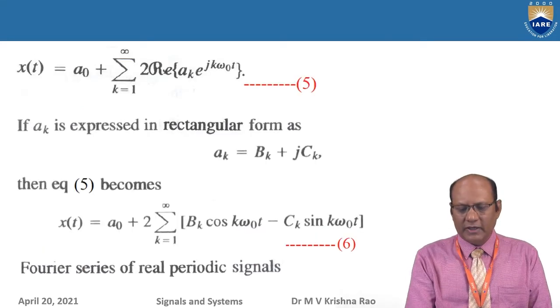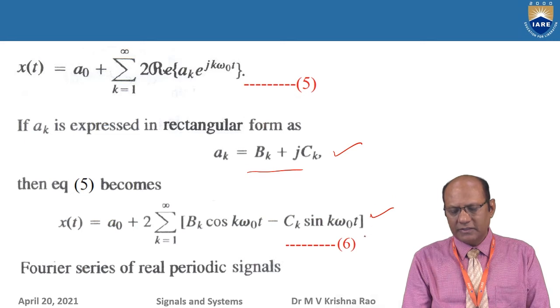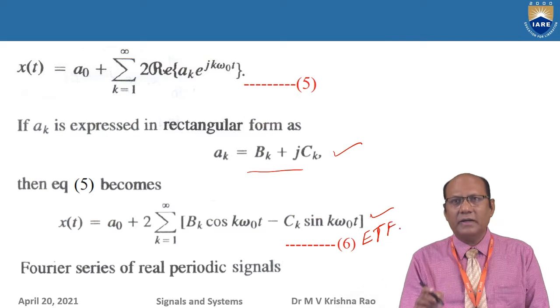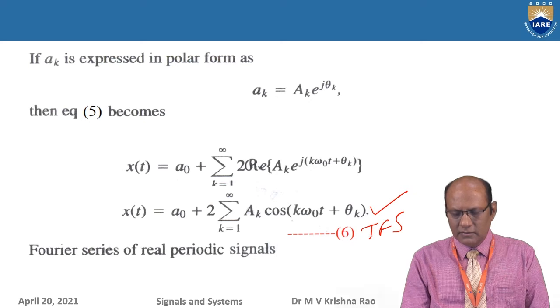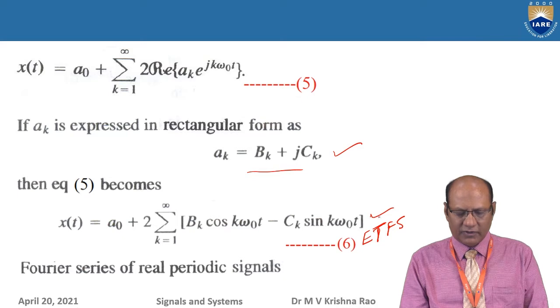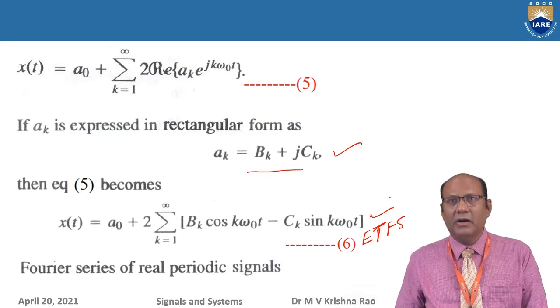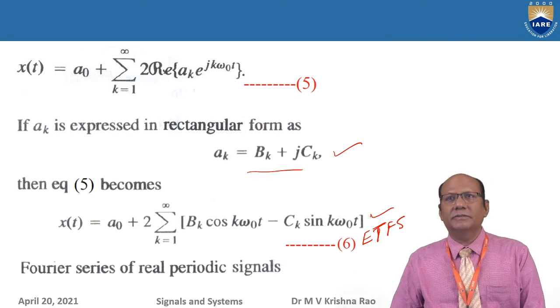If I represent the ak coefficient in rectangular form, I get another equation. This is the expanded trigonometric Fourier series, and the previous one is the compact trigonometric Fourier series. I am giving different names for these, and these are all for a real periodic signal. That means x of t is still real; I am not taking x of t as complex.